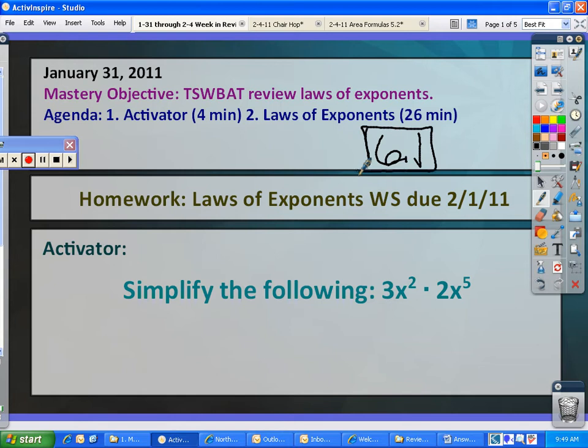On Monday, we did have a shortened class period due to the beginning of the semester. The homework that night was Laws of Exponents worksheet. It was due the next day, on Tuesday. For the warm-up, they had to simplify 3x squared times 2x to the 5th, and the answer for this warm-up was 6x to the 7th, where they multiplied the coefficients and added the exponents.